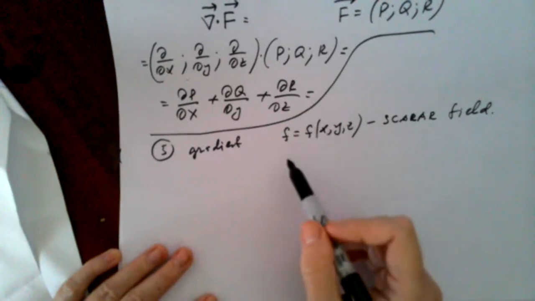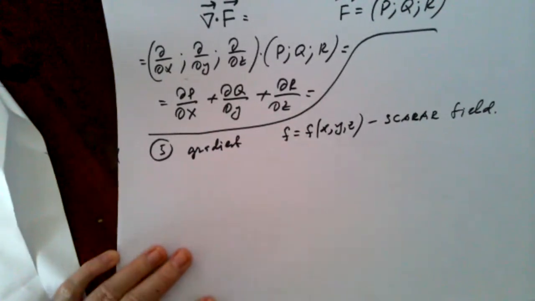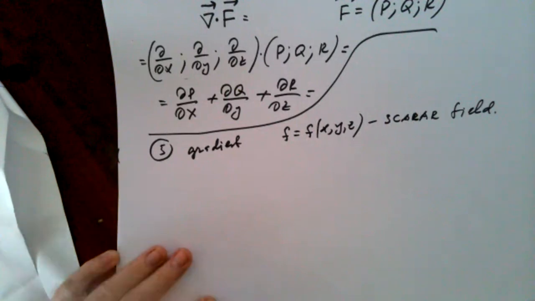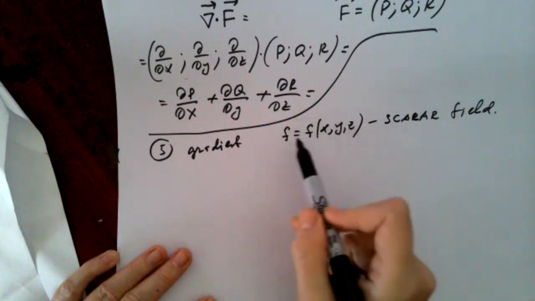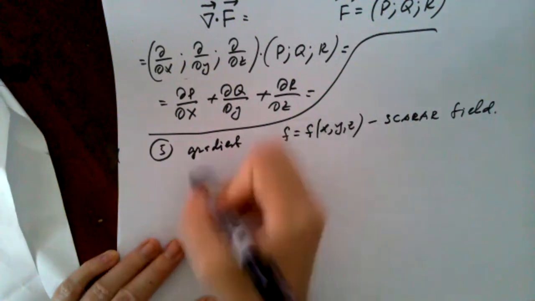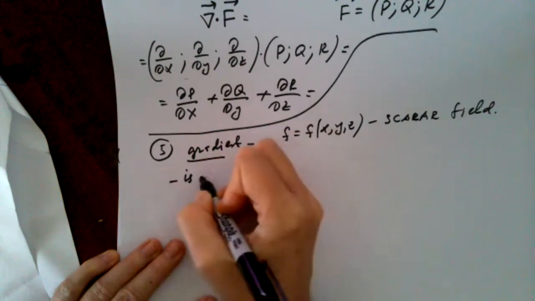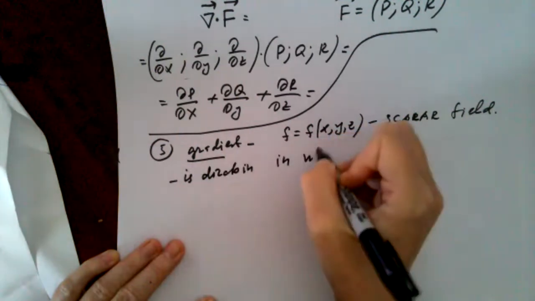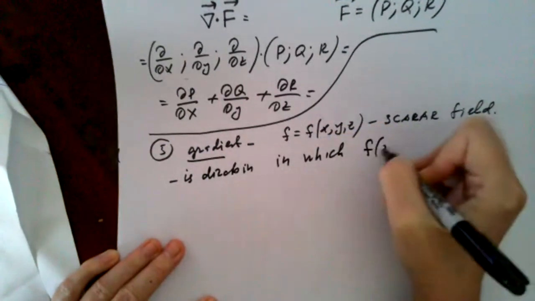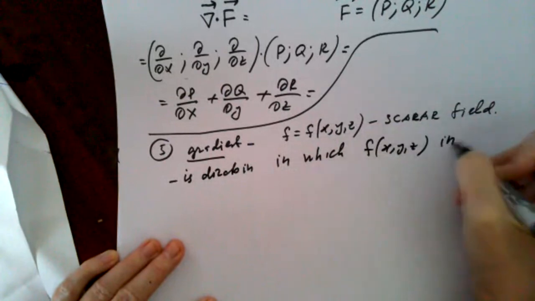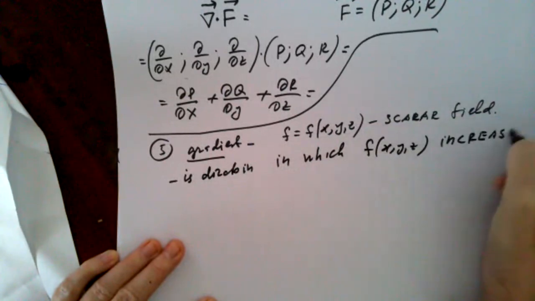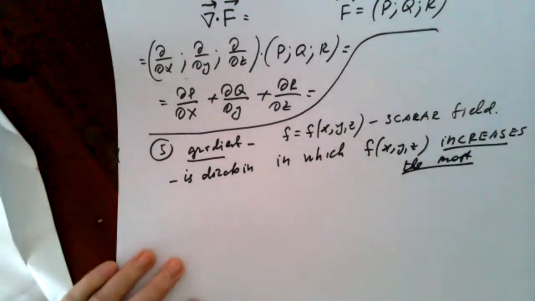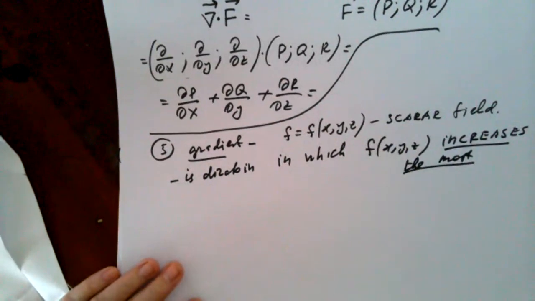So what is the gradient of the scalar field? Gradient is the vector which shows the direction in which the scalar function f, or scalar field f, increases the most rapidly. So the gradient is the direction in which the function increases the most. This was the idea behind the gradient. This was the reason why it was invented at all: increases the most.